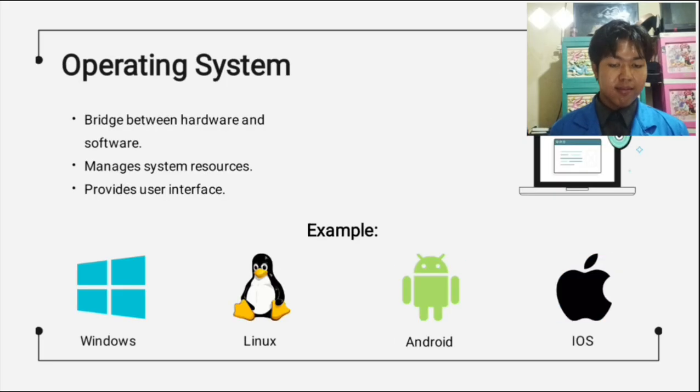Next, we have the operating system, often called the OS. The operating system acts as a bridge between hardware and software. It manages system resources such as memory, processor, and storage, making sure everything runs smoothly. It also provides a user interface, allowing us to interact with the computer easily, for example, clicking an icon, opening a folder, or using a touch screen. Some popular operating systems include Windows, Linux, Android, and iOS. Without an operating system, it would be extremely difficult for users to communicate with the hardware directly.